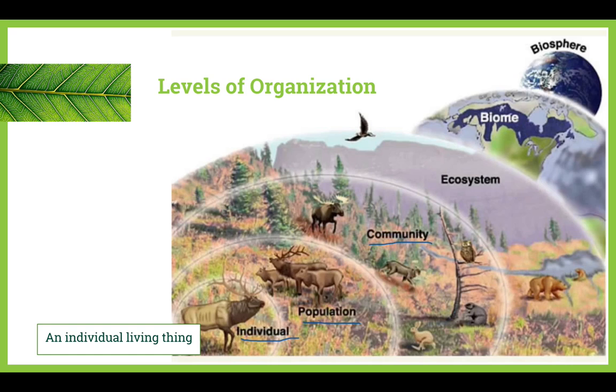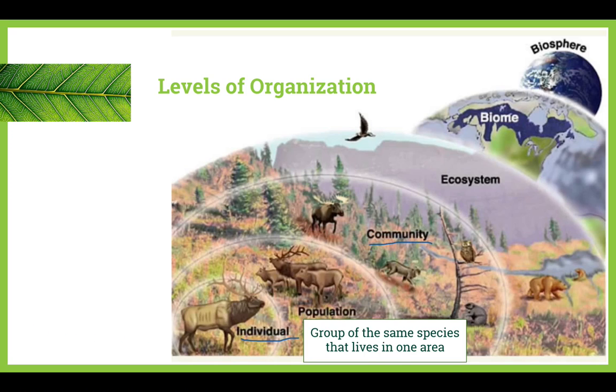It could be an individual blade of grass, it could be an entire moose, it could be a human, or it could be a single bacteria in an area. So an individual living thing is the very first level of organization. A population is a group of the same species that live in one area. So it would be the number of gray squirrels that live in the area around Eastside High School. That would be the population.